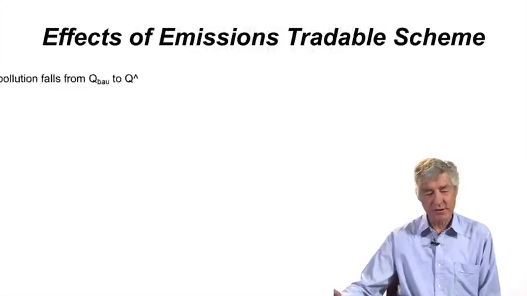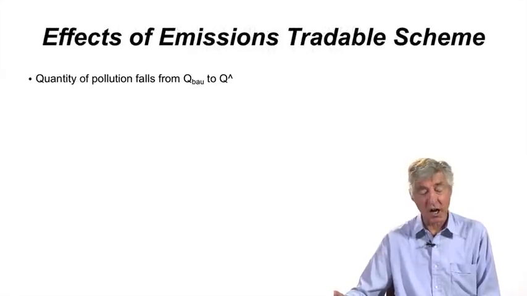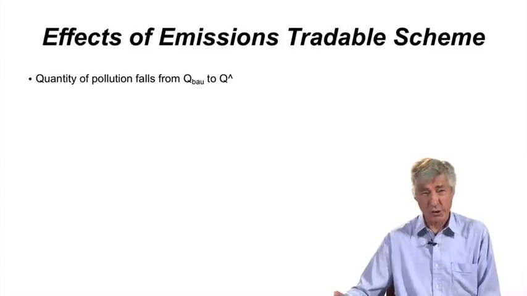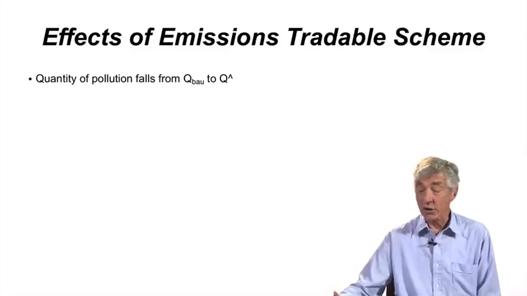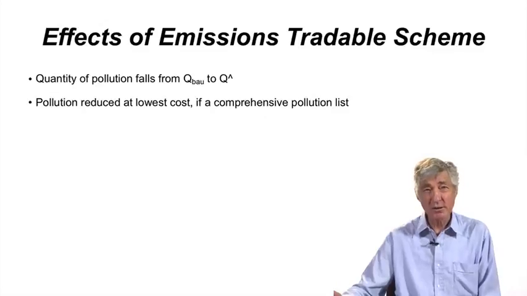So what are some of the effects of the emissions trading pollution scheme? Well, first we get the reduction of pollution as is desired from quantity business as usual to the pollution quota restriction, Q hat. So that's the desired effect. Further, pollution is reduced at lowest cost if we have a comprehensive pollution list. And that's because people will buy and sell pollution permits. If you can reduce pollution cheaply, then you'll sell your permit. If it's very expensive for you to reduce your pollution, you'll buy a permit to pollute. And in a nice equilibrium, we'll end up with the cheapest options chosen and the more expensive ones we continue with.